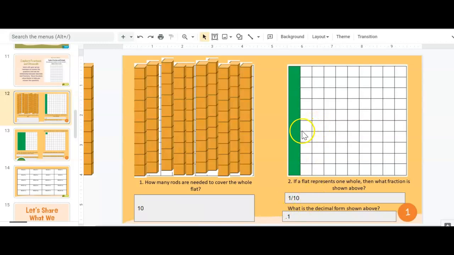And over here, number 2, if the flat represents one whole, then what fraction is shown above? This is 1, so we talk about one column. One column is shaded in, but there are 10 total columns, so 1 out of 10. That means 1/10 is the fraction. And what is the decimal form shown above? It's going to be 0.1. That's the same as also 1/10. So go ahead and make corrections to yours if you need to. And you can pause the video again as often as you need to.